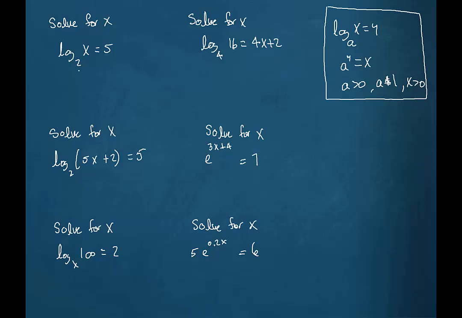So this first one, in order to solve for x, all we're really going to need to do is just convert it to its exponent form. The corresponding exponent relationship would be 2 to the 5 equals x, which means then that x is just 32.